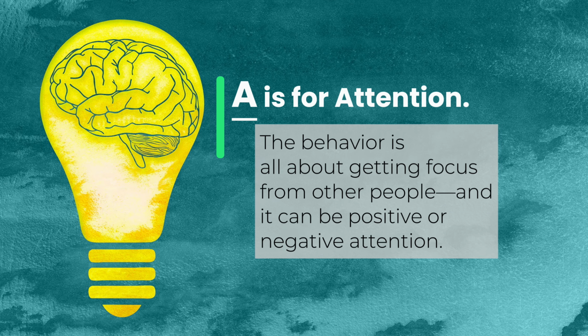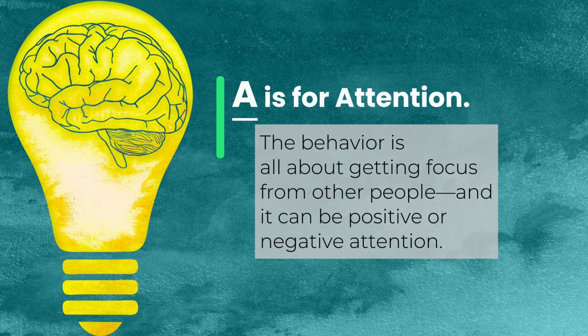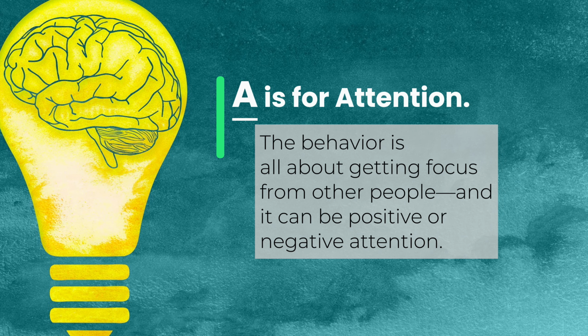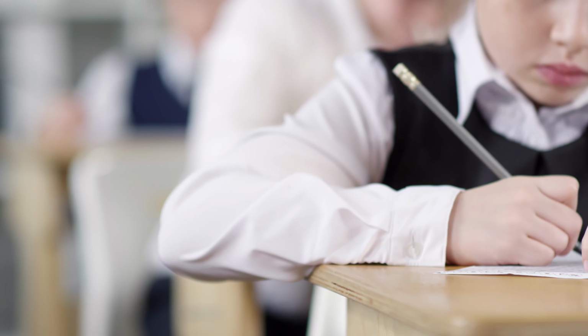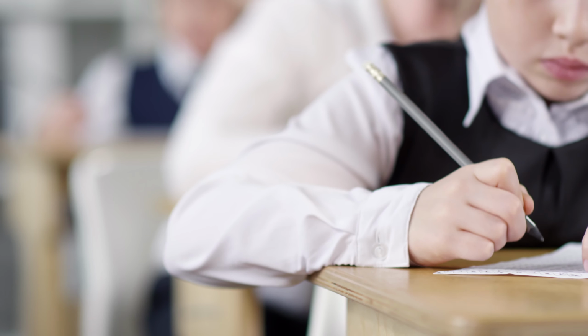A is for attention. The behavior is all about getting focus from other people, and it can be positive or negative attention. The kid who shows off a good report card is looking for praise, but the person who constantly complains about their problems might be looking for sympathy. When a behavior makes no sense, ask yourself, does it always result in people paying attention to them?